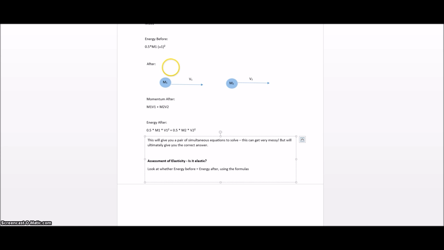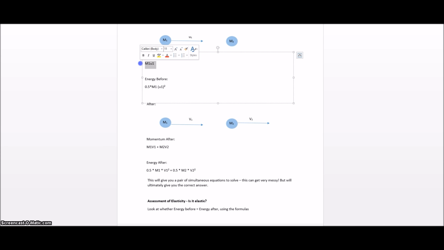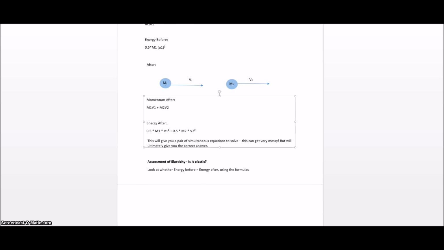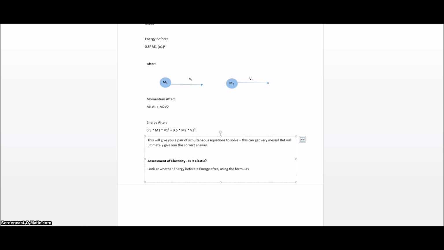Now together you can equate the momentum and you can equate the different energies, and because you know no energy is lost, they should be the same, and this will give you a pair of simultaneous equations to solve. This likely will get very algebraic, but it should give you the correct answer, and we can do an example of that later on.